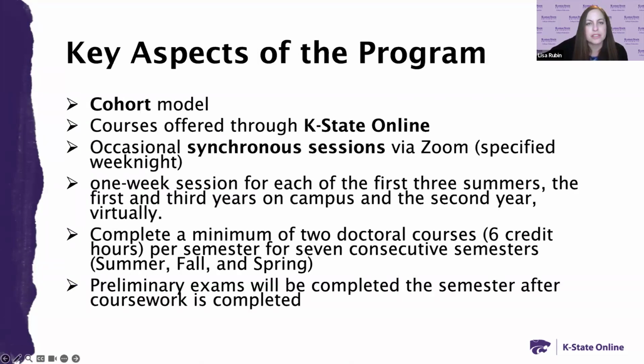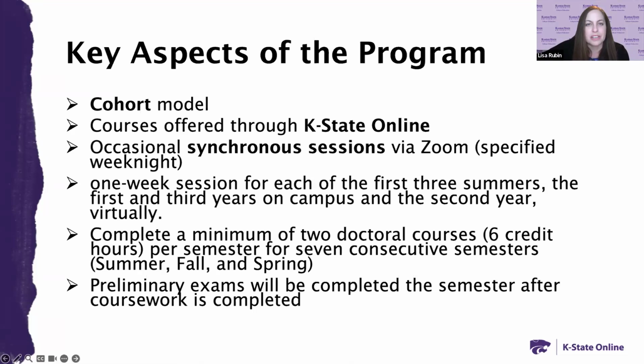This is a cohort model program. So the program is done with a group of people together who take classes together and have professional development activities. It is offered through K-State Online and has synchronous sessions via Zoom. If it's a class, those will be specified before registration, so you know when you meet synchronously. If it's a monthly meeting, then the cohort with the faculty picks a date and time that we stick with the whole time you're in the program as a group. So we figure that out together.